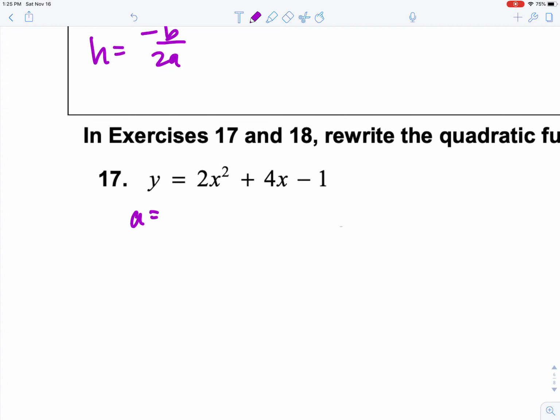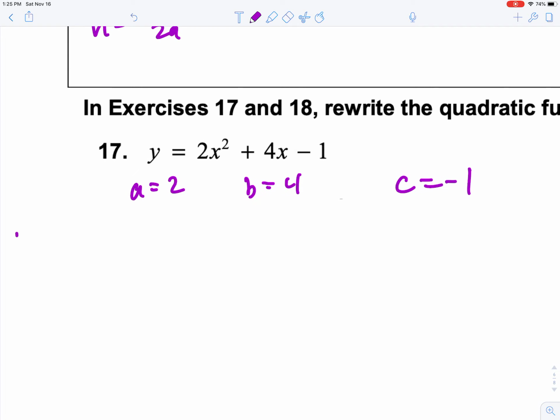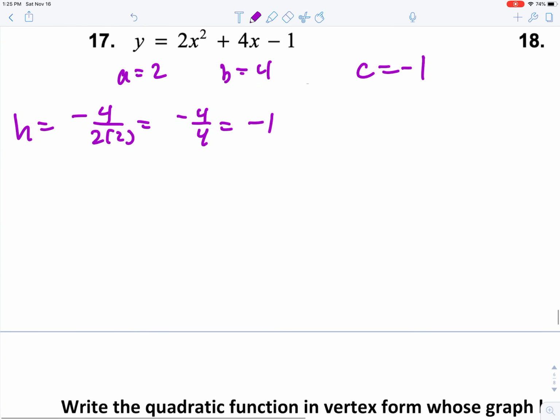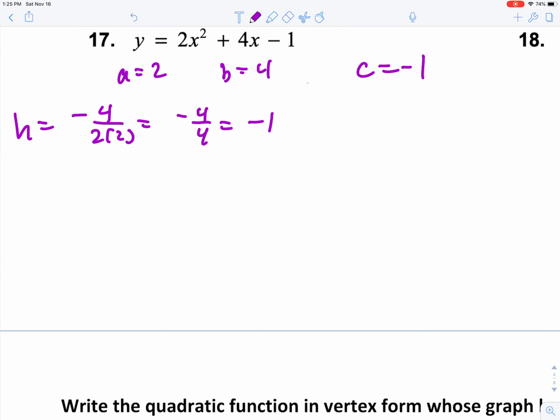I need to identify my a, which is 2, my b, which is 4. Not that I need to know it, but our c is negative 1. But for h, I'm going to put negative 4 over 2 times 2, and I get negative 4 over 4, or negative 1. So I know my h value. I know the first part of my vertex form, which is the h value.